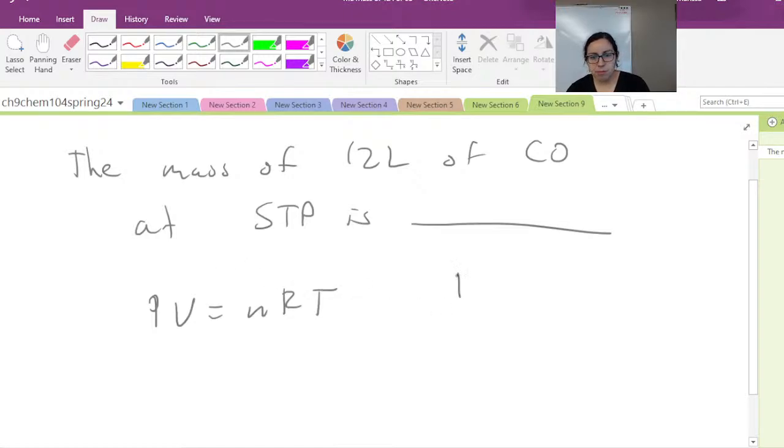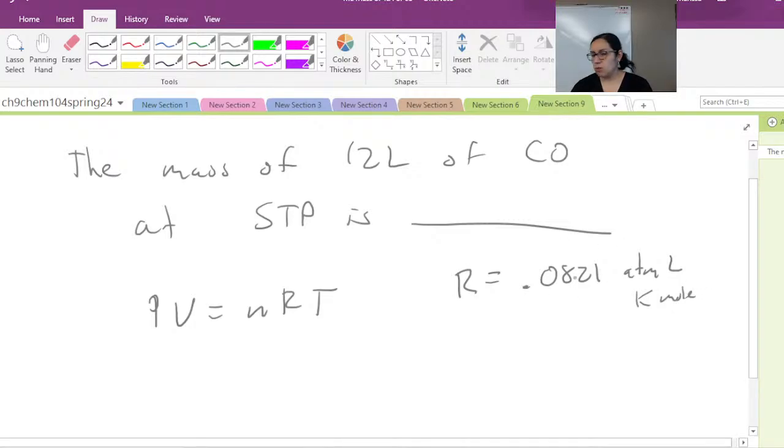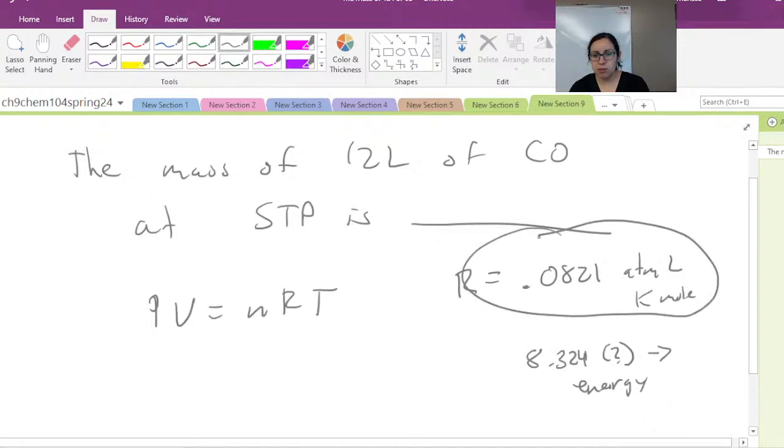I did notice that some people were using the wrong R. Remember, R is 0.0821, and that's for atm, liters, kelvins, moles. Some people were using the 8.3 something. I can't remember the other constant, but that is for energy, when you have the R constant in energy. They're both gas constants, just for different situations. Make sure you're plugging in this one for PV equals nRT. That threw off some people.